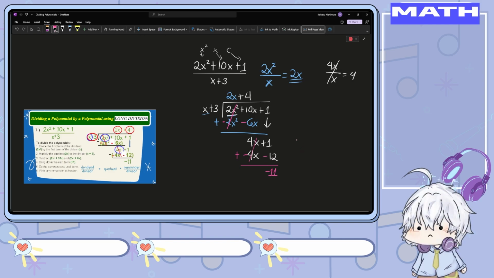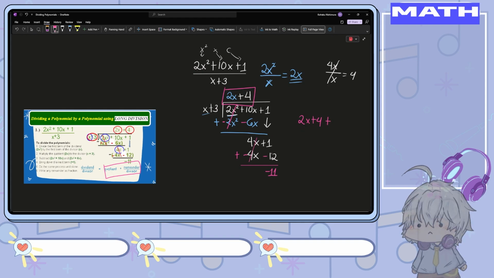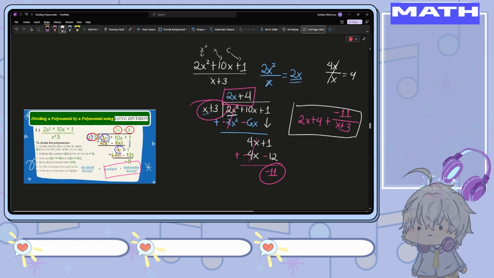How we write the final answer is like this. Dividend over divisor is equal to the quotient plus the remainder over the divisor. We have the quotient, which is 2x plus 4, so I'm going to write 2x plus 4 plus the remainder, which is negative 11. But we are not done with just writing negative 11. We need to write it divided by its divisor, x plus 3. Thus solving our problem here.